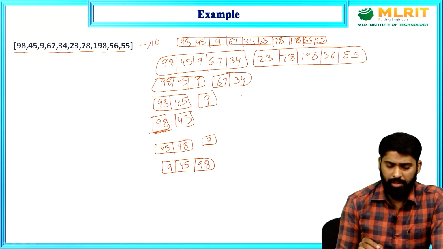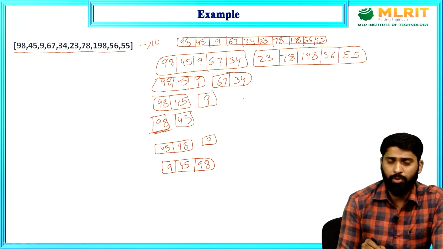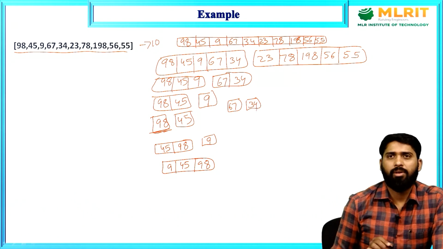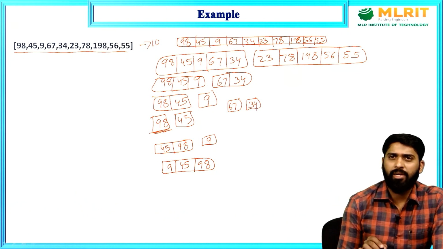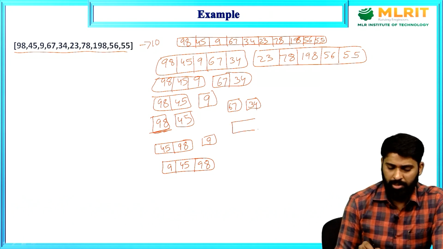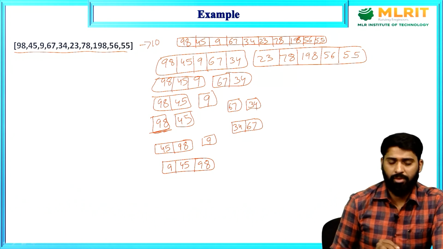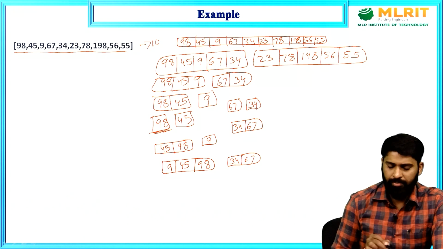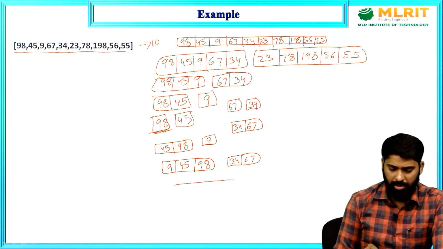Again 67, 34, divide into two sub arrays. So, it becomes 67 and 34. Now, the base condition is that the array size is 1. So, now you are going to sort and merge 34, 67. Okay, now 34, 67. You apply merge on the 5 elements.